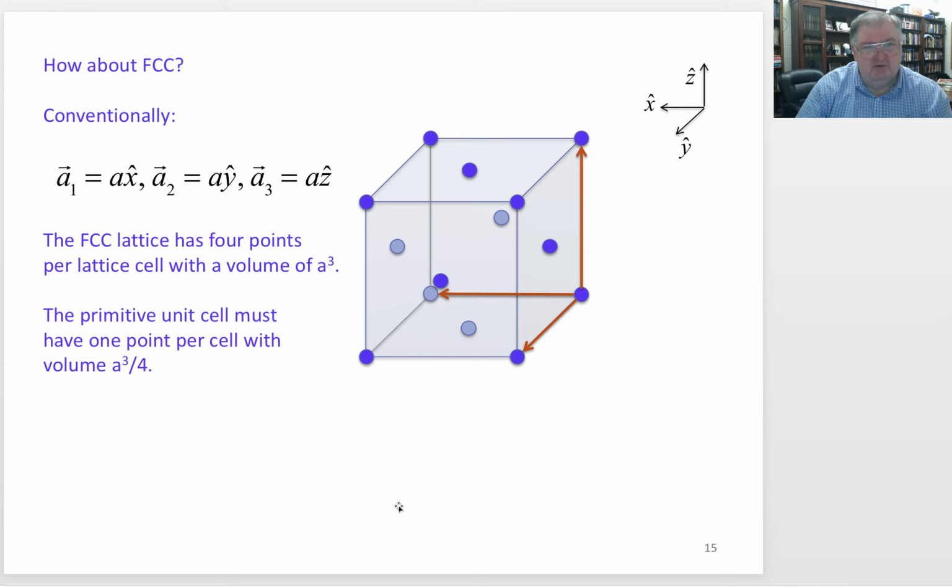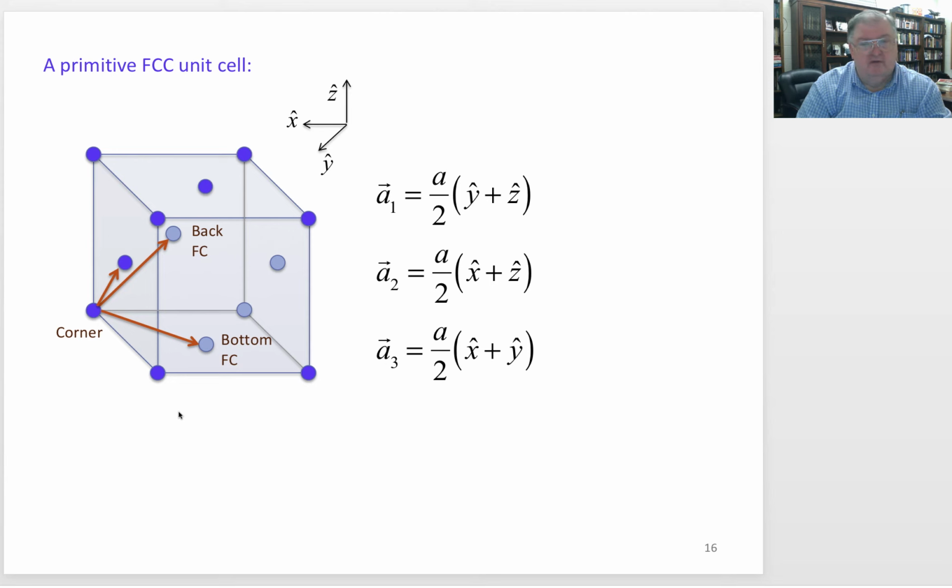I think you might be able to guess what happens with a face-centered cubic. Here's a face-centered cubic. Clearly, the volume of what you see here is, again, a cubed, if each side here is a. The primitive unit cell, though, we know, since for the face-centered cubic there are 4 points, if you recall, per unit cell, it means the primitive unit cell would have to have a volume of a cubed divided by 4.